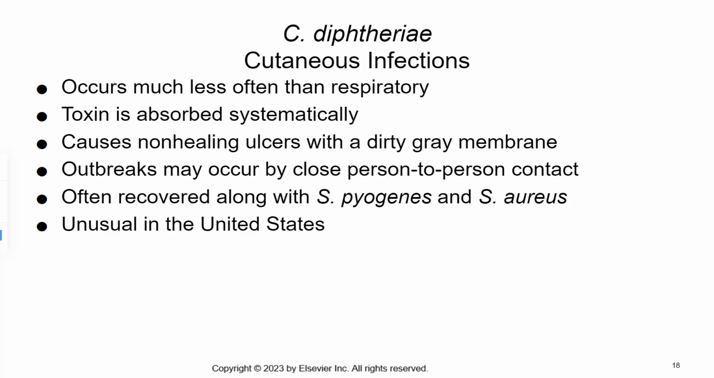Cutaneous infections occur much less often than the respiratory infection. The toxin is absorbed systemically and causes non-healing ulcers with a dirty gray membrane. Outbreaks may occur by close person-to-person contact, often recovered along with S. pyogenes and S. aureus, but it's unusual in the United States.